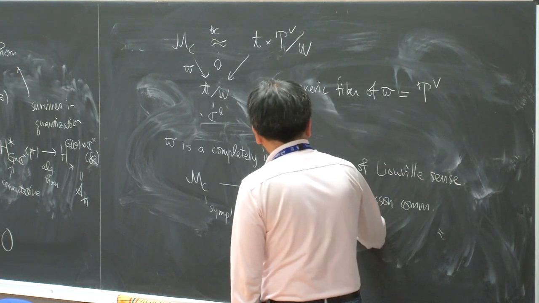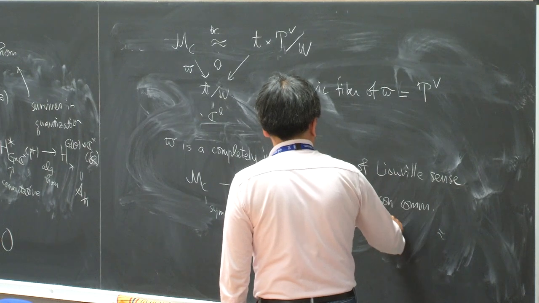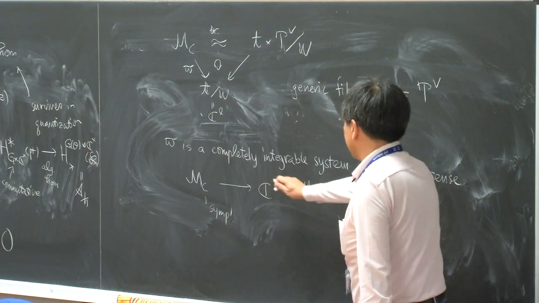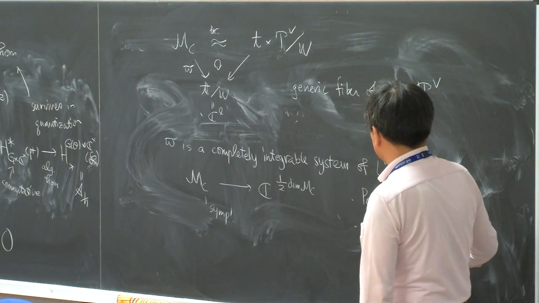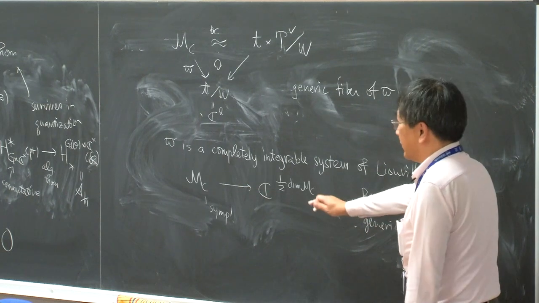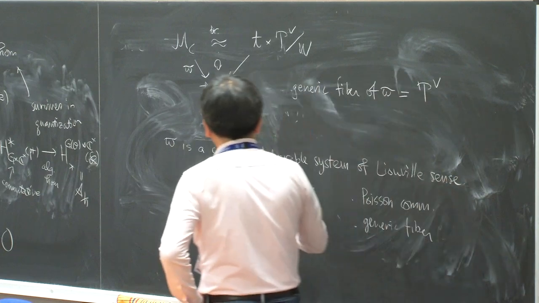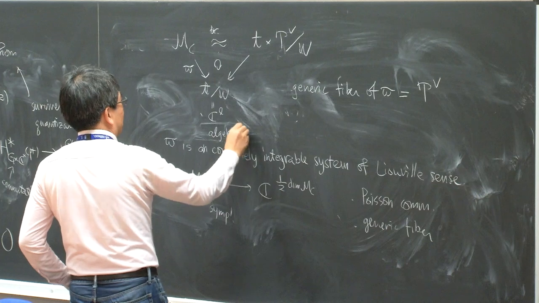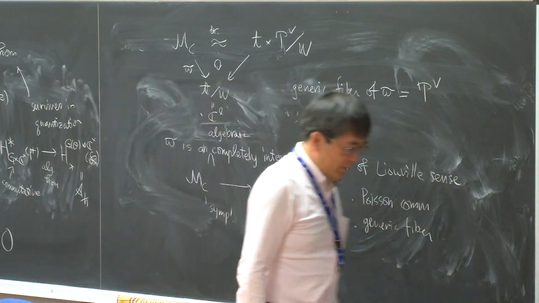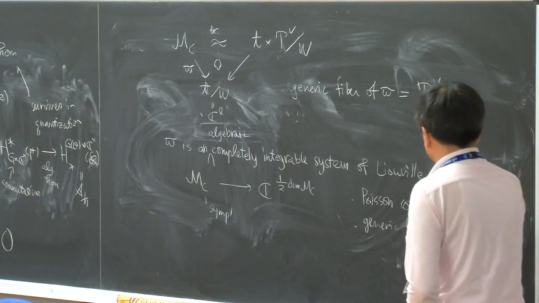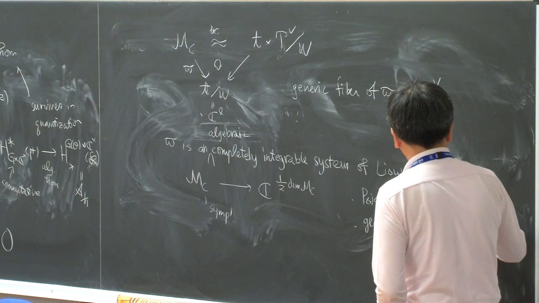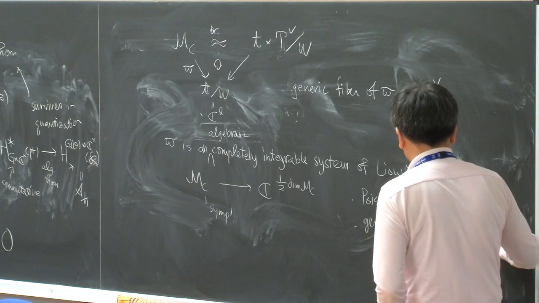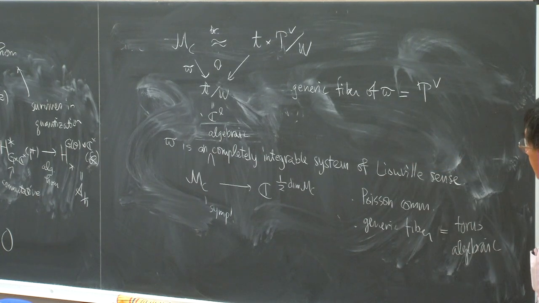Then another is the generic fibers. Well, I mean, usually when people consider integrable systems, they usually assume the generic fiber is a compact torus, but this is an algebraic one. Or maybe a complex algebraic one. So in this sense, this is an integrable system.